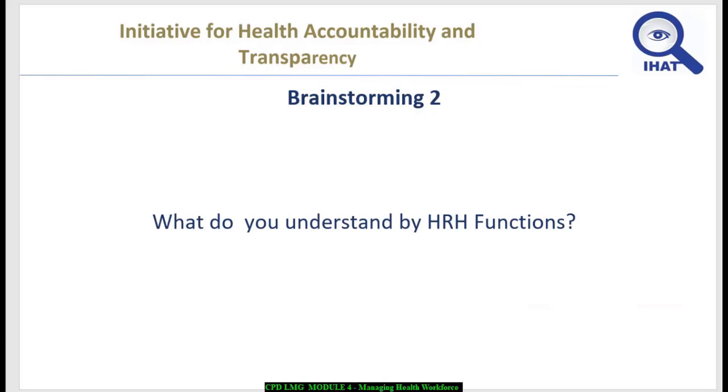Let us now take a second brainstorming session. What do you understand by human resource for health functions? You may also need to take note down of keywords on your understanding of HRH functions.